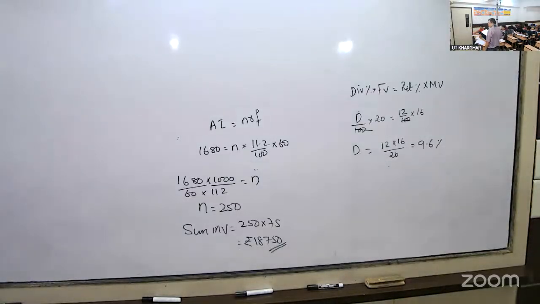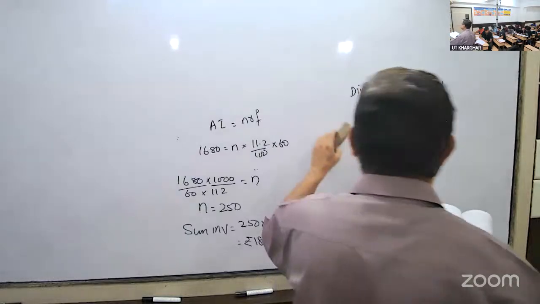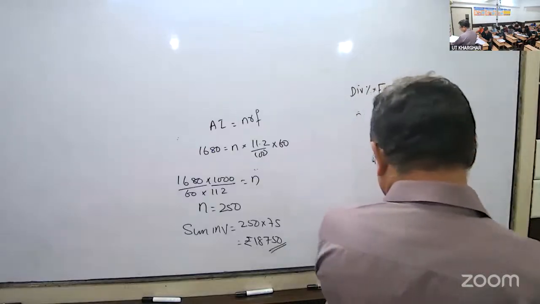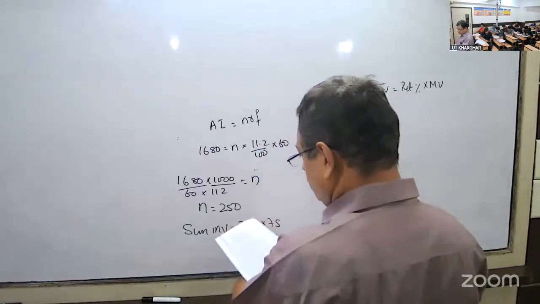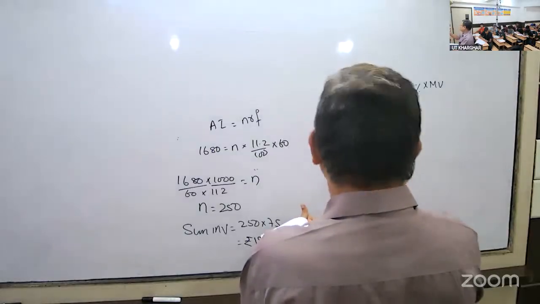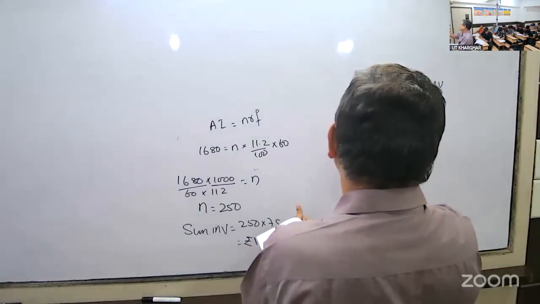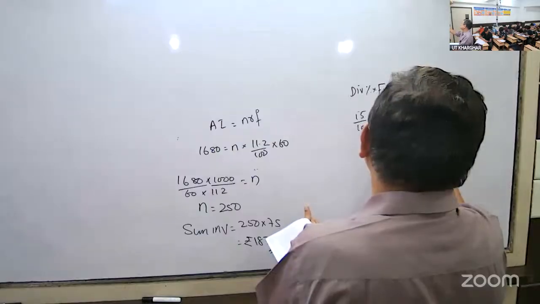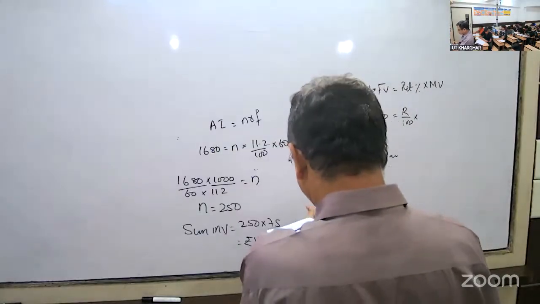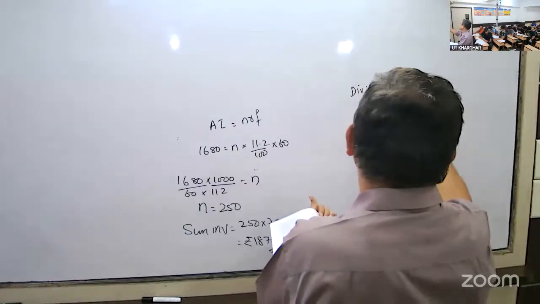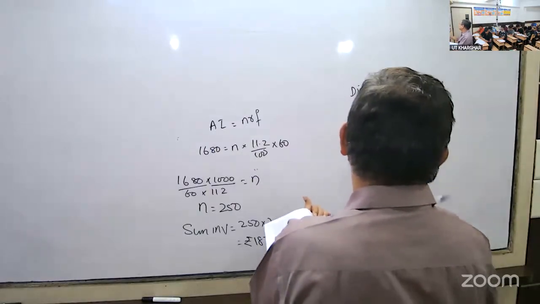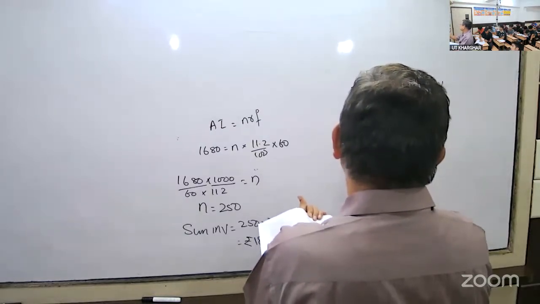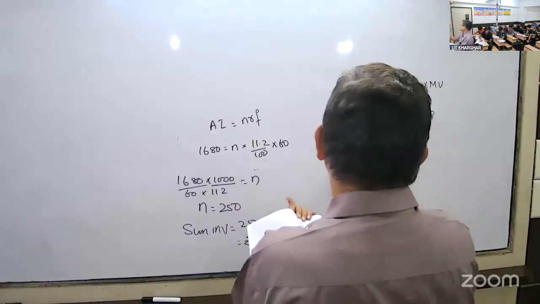Dividend percent into face value is equal to return percent into market value. So replace: 15 by 100 into 100 is equal to return percent R by 100 into market value, which is 140. So cancel, so 15 into 100 by 140 is equal to the return percent.